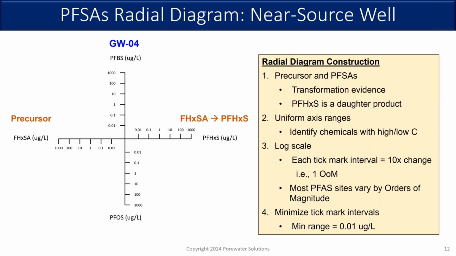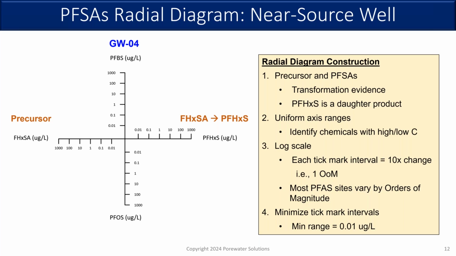Another thing here is I use uniform axis ranges, 0.01 microgram per liter up to 1,000 on every axis, even though the actual ranges at the site and concentrations differ for each chemical. The reason I use the same ranges for all chemicals is I can very quickly this way look at a radial diagram on a map, and I can tell you which are the chemicals with the highest concentrations, which are the lowest. So it's just a very quick way to see what's high and low without thinking too much about it.